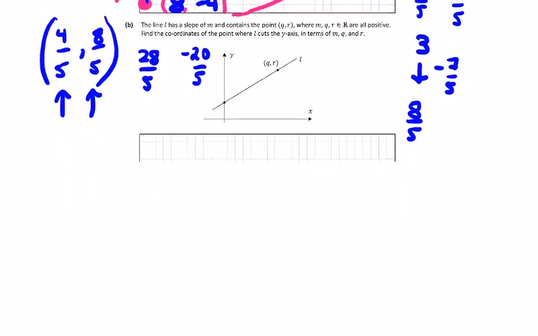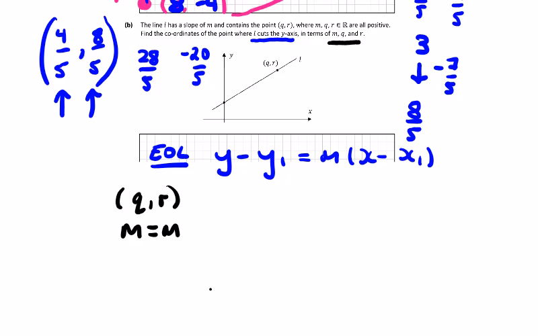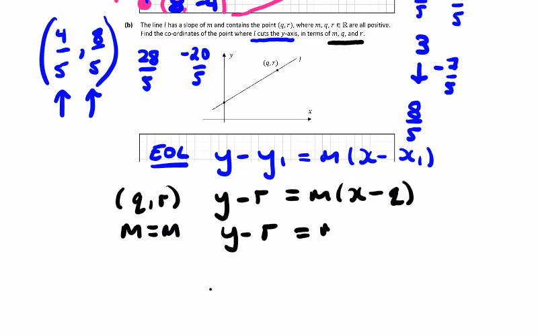In part B of this question, we're given a line that has a slope of m and a point, and we're asked to find the coordinates where it cuts the y-axis. So let's get the equation of a line: y minus y1 equals m times x minus x1. Filling the information in, our point is q, r, and m is just m. You can see it's in terms of m, q and r, so we get y minus r is equal to m times x minus q. So y minus r is equal to mx minus mq.